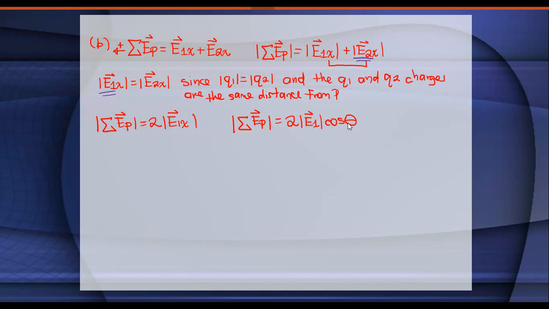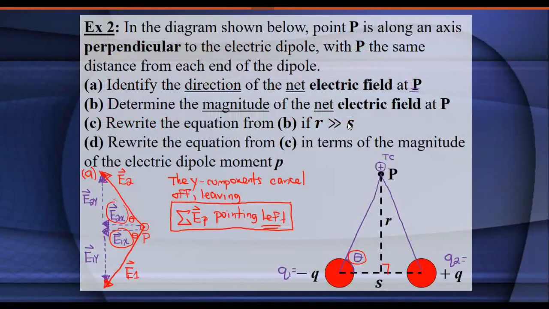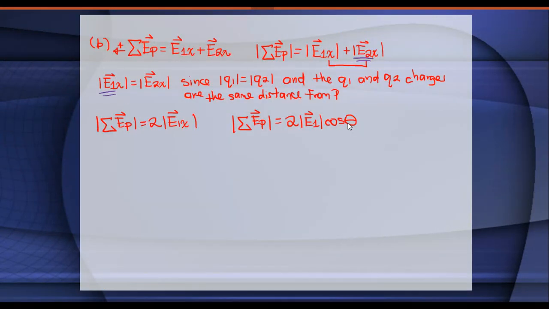Okay, now we need to know what the distance from Q1 to point P is. So I'm going to draw a little triangle that just illustrates what this would look like. Let's say we have Q1 right here, and we'll say point P is up here, and I'm going to draw a little triangle.